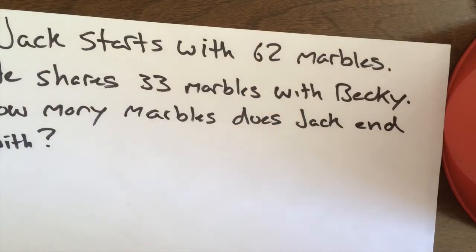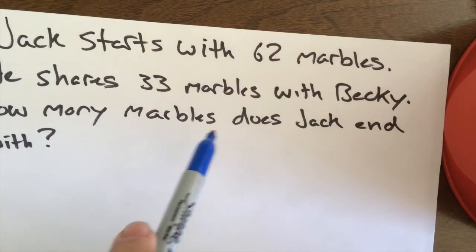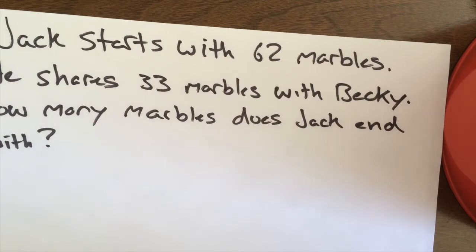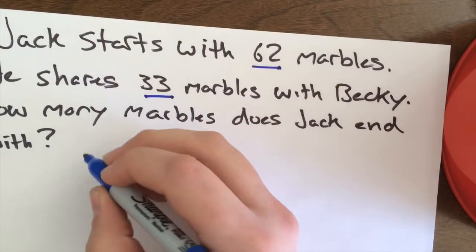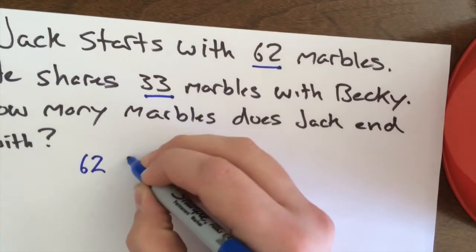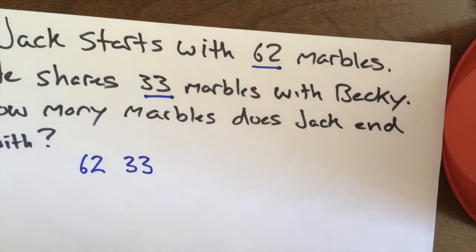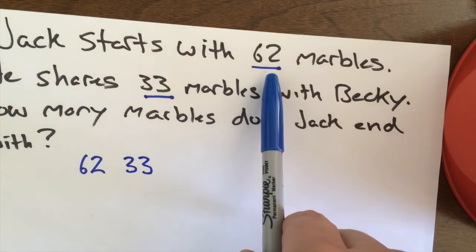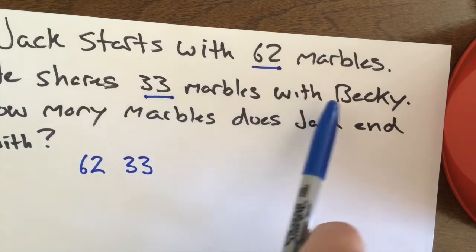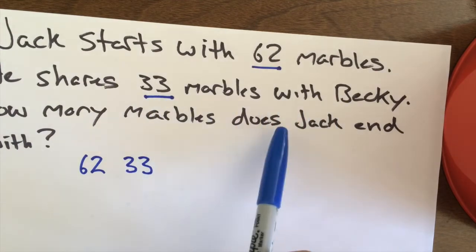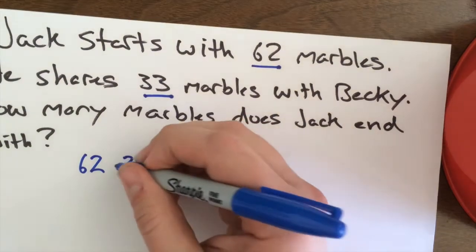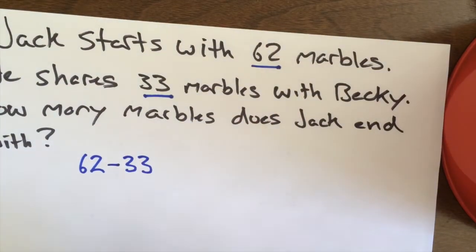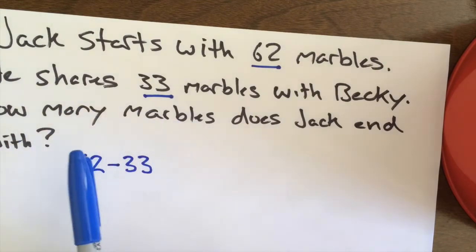Jack starts with 62 marbles. He shares 33 marbles with Becky. How many marbles does Jack end with? Let's look at our numbers. We have 62 and 33. Jack started out with 62 marbles, and he shares 33 marbles with Becky, meaning he took away 33 from 62 to give to Becky. So this is a subtraction problem. How many marbles does Jack end with?